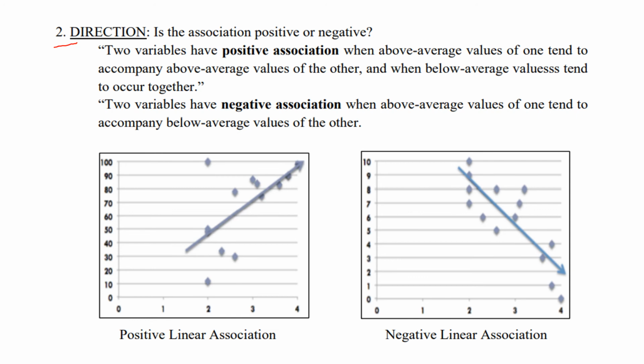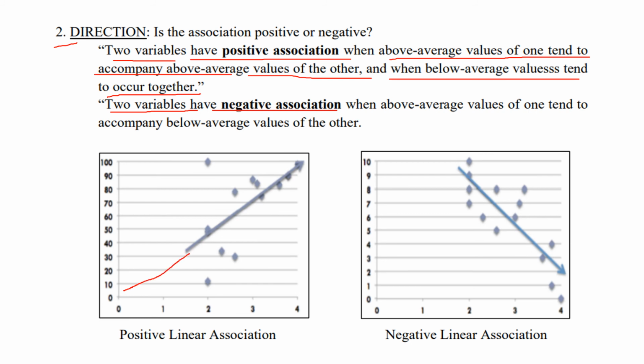So let's deal now with the direction. Is the association positive or negative? Two variables have a positive association when above average values of one tend to accompany above average values of the other, and when below average values tend to occur together. Then the two variables have a negative association when above average values of one are accompanied by below average values of the other.